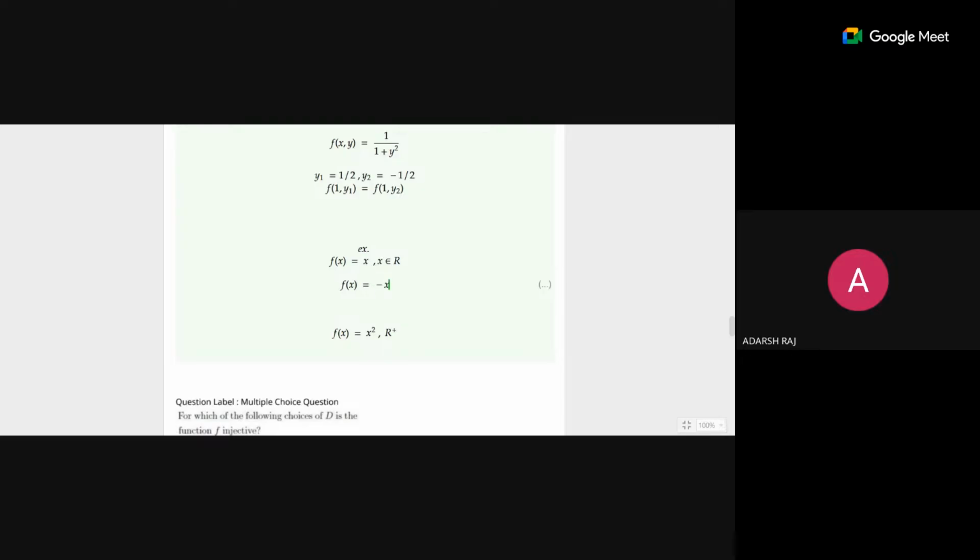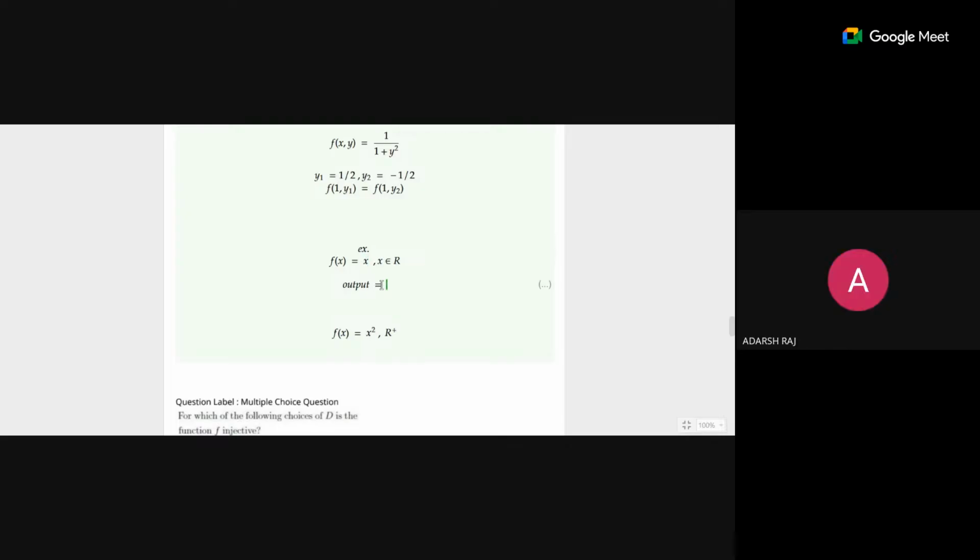For f(x) equal to x, for values of x we put minus one, zero, or one. We will get minus one, 0, 1 as output. Every element of the codomain has a pre-image. If we put minus one, we get minus one. If we put zero, we get zero. If we put one, we get one. The output of this function is all real numbers, right?